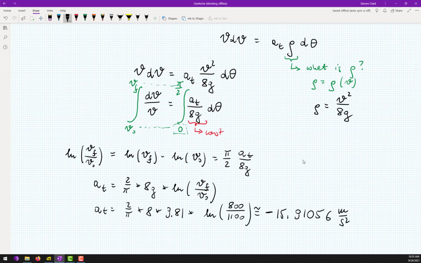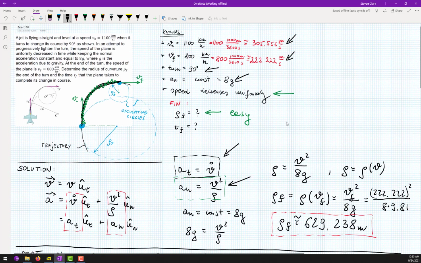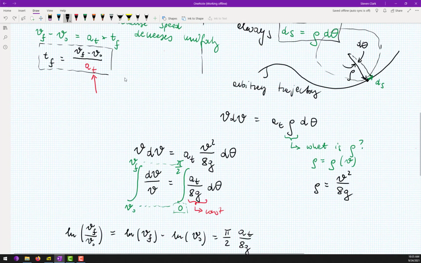Does it make sense? I think it makes sense because our thing decelerates. Yes, we start with 1100 kilometers per hour and we end up with a smaller number. It makes sense that our constant acceleration is negative. Cool. Okay, and one last thing, let's find the tf.